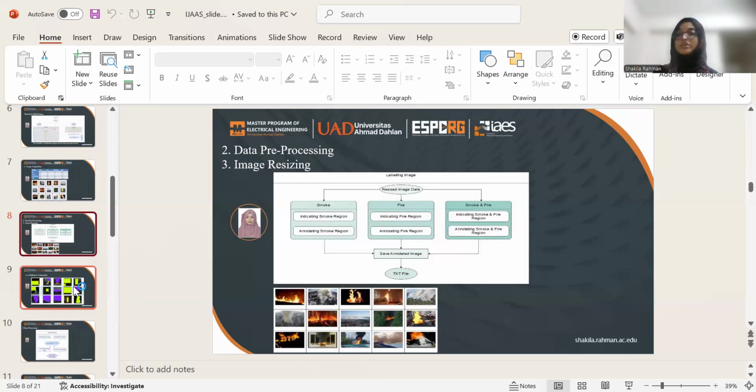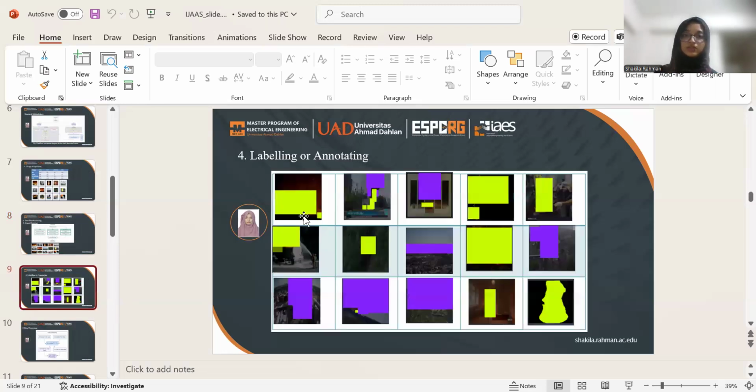Now, as I mentioned, we have used labeling. Here are some sample labeled images. You can see that the green portion is considered for the fire and the purple portion is for the smoke. There are also some figures with both smoke and fire. That's how we have annotated our data.